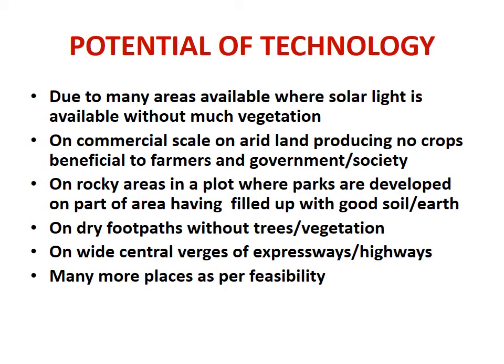And let us talk about the potential of technology. Due to many areas available in our country where solar light is available without much vegetation, and trees are also not available there. Even growing of trees is difficult, so there we can use them. And it can even be used on commercial scale in arid land conditions, which produce no crops, and then it will be beneficial to farmers also, and government and society as well.